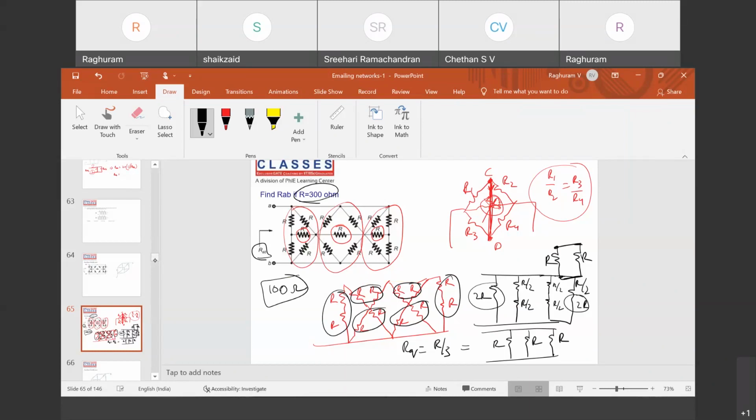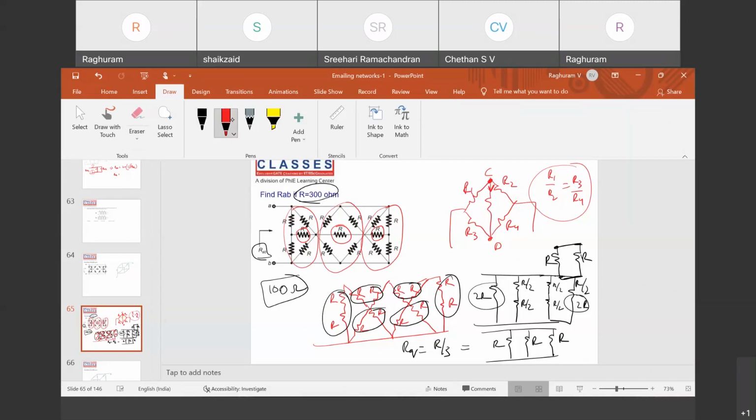Actually, these are all Wheatstone bridges. Whenever you see a Wheatstone bridge, the first thing you have to do is check for a balanced bridge condition. What is a balanced bridge condition in a Wheatstone bridge? Something like this. This is a Wheatstone bridge.